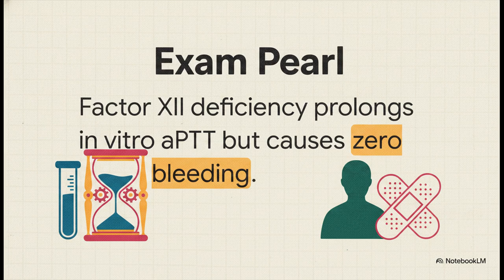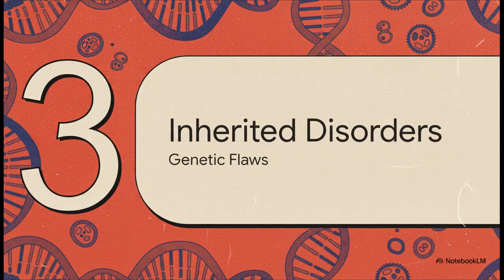Deficiencies in 8, 9, or 11 cause hemophilia and actual clinical bleeding. But I want you to burn this exam pearl into your memory right now. Factor 12, also known as Hageman factor, severely prolongs your APTT in the test tube, but it causes 0 actual bleeding in the patient in vivo. Literally none. Moving right along to Section 3, Inherited Bleeding Disorders.